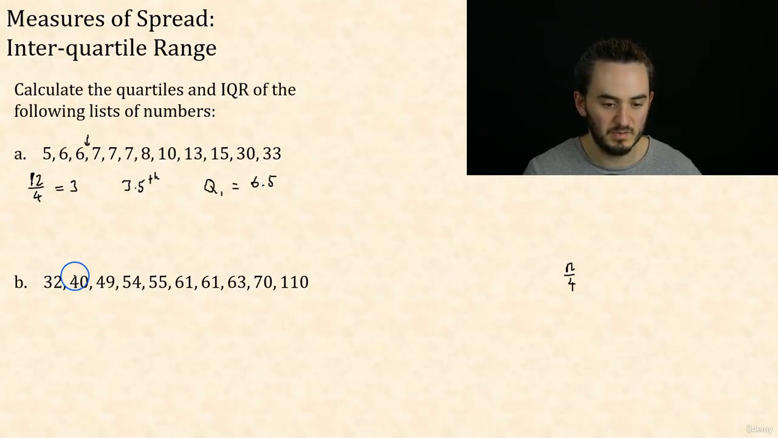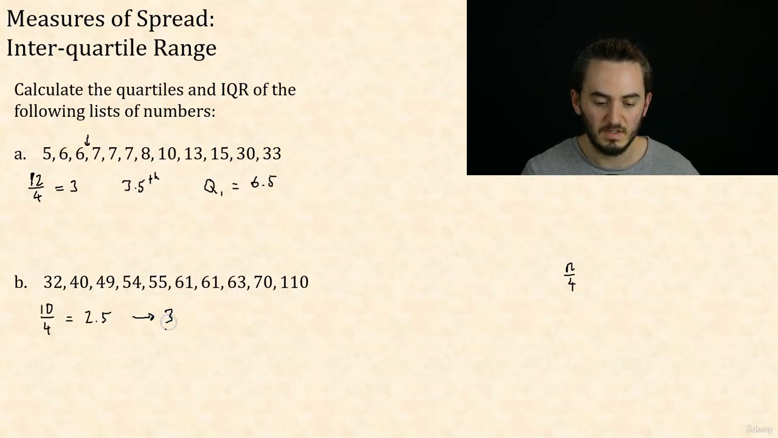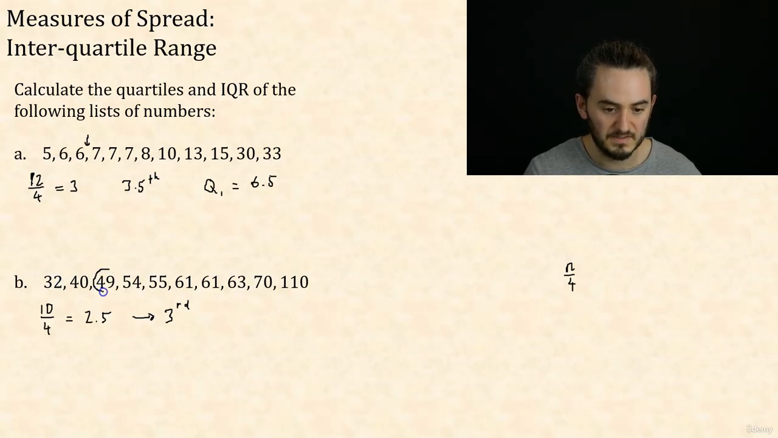Let's contrast that to how we would find the position or the value of the lower quartile for this next list. So there's 1, 2, 3, 4, 5, 6, 7, 8, 9, 10 in this list. So I first do 10 divided by 4. 10 divided by 4 is 2.5. Now, since that's a decimal, I round it up to the nearest whole number, and I'm looking therefore for the third term in the list. So 1, 2, 3, there's the third term, and that's my lower quartile. So Q1 for my second list is 49.